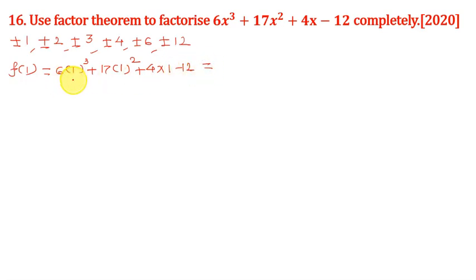1 cube means what? 1. 1 into 6 is 6 plus 17 plus 4 minus 12. 6 plus 4 is 10, and this is 27 minus 12, and that equals 15, which is not equal to 0, and hence x minus 1 is not a factor.